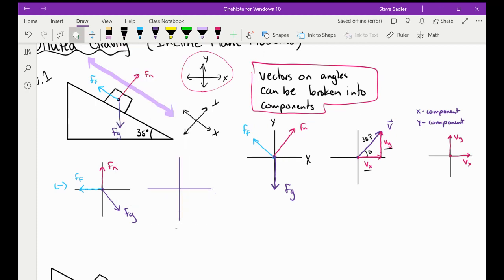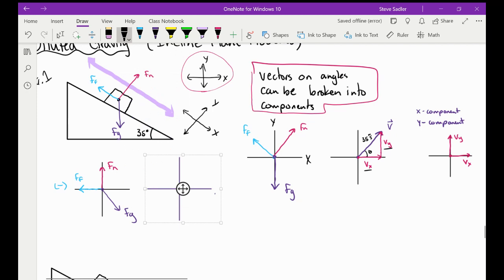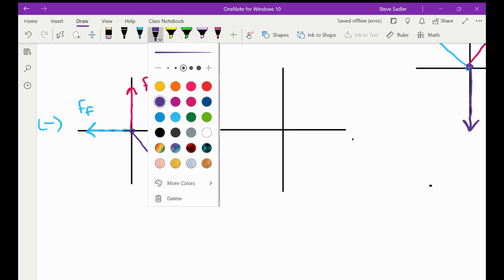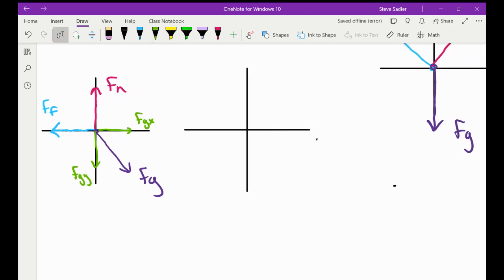Oh, that's annoying. It won't go black. Blue, black. There we go. So now, instead of dealing with that force of gravity on a weird angle, let's zoom in here, we can break it into components. Let's get a new color here, green. We can break it into a force of gravity in the y direction and a force of gravity in the x direction. As long as we know an angle, we can use trig to figure that out.